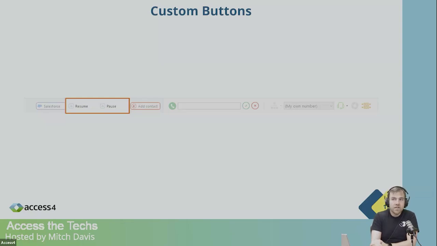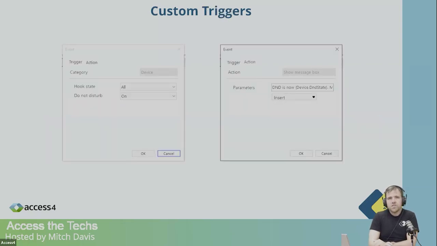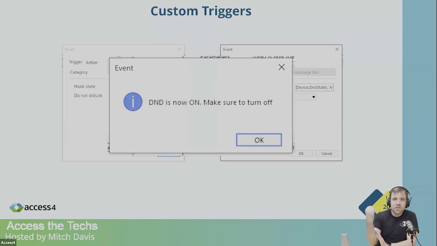The other thing this can be used for is triggers. So custom triggers, a very similar situation. You can set it up so that when a user turns on Do Not Disturb in Go Integrator Kara, for instance, as in this one here, it doesn't matter if you're on a call or off a call, so your hook state is always, Do Not Disturb gets turned on. You can make it do a pop-up. So for this example, they get a pop-up saying Do Not Disturb is now on, make sure to turn it off.